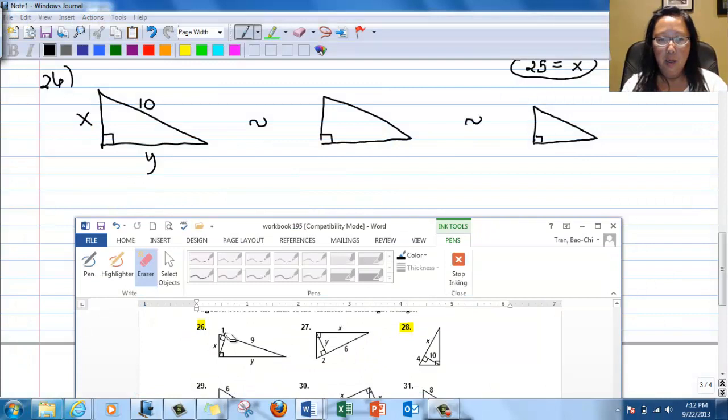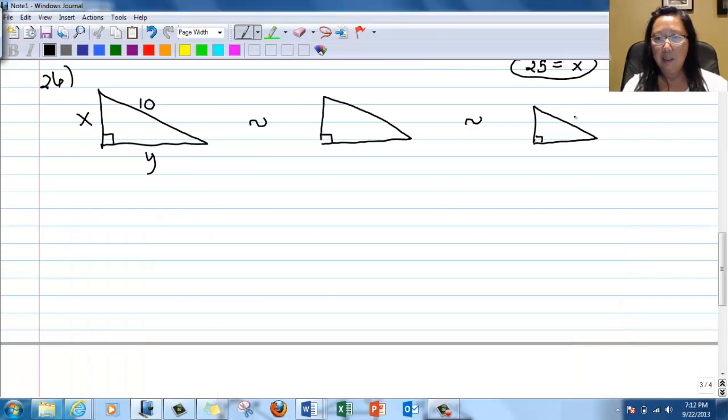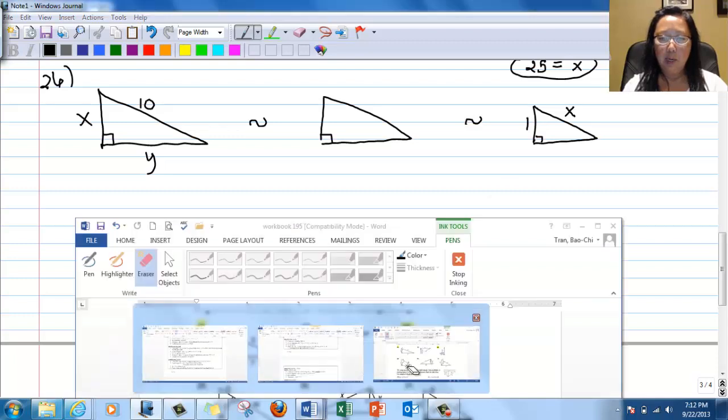Let's go look at other triangles, see if we can get more information. Okay, so here's the tiny one, the small one. The short side is 1, the long side is blank, and the hypotenuse is X. Okay, so let's do that. Hypotenuse is X, and the short side is 1.